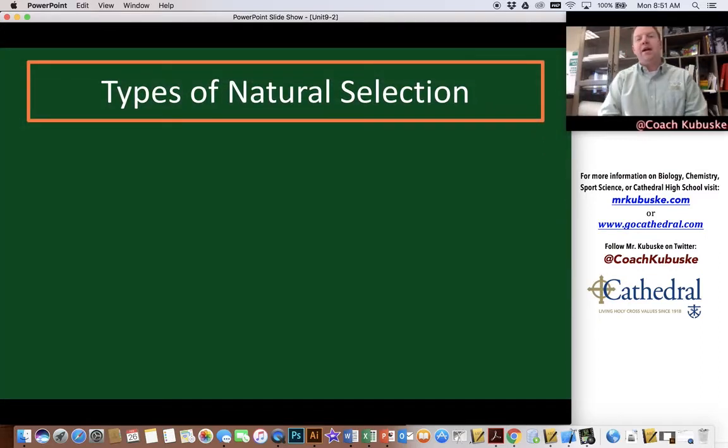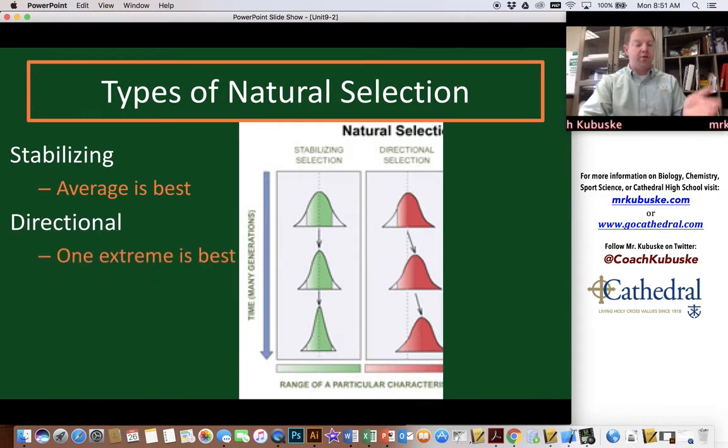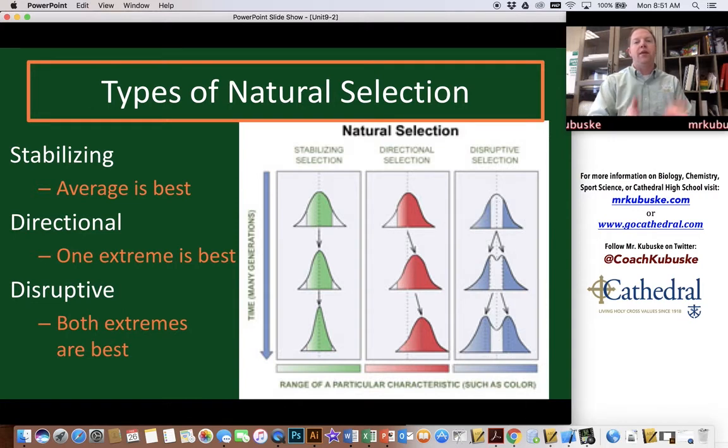So let's talk more about natural selection. Darwin's theory was widely accepted. People start to study it more, and we actually see that there are different types of natural selection that occur based on the type of trait that we're looking at. There's stabilizing selection, where the average trait is best. There's directional, where you want to have one extreme or the other. And then there's disruptive, where both extremes are good.